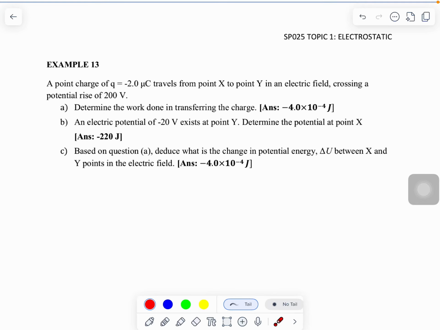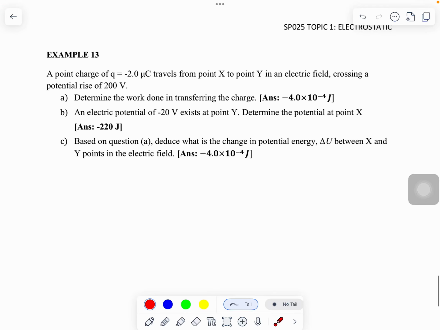Now let's discuss example 13. Okay, we have here a point charge of Q, negative 2 microcoulomb, travels from point X to point Y in an electric field crossing a potential rise of 200 volt. Okay, so dia bagi satu charge, negative charge, bergerak daripada point X to point Y. Okay, let's draw that one.